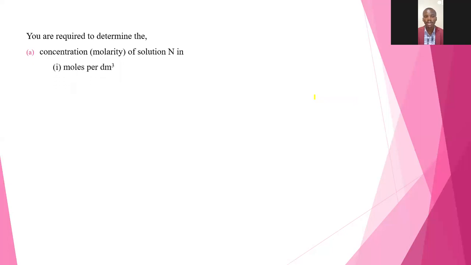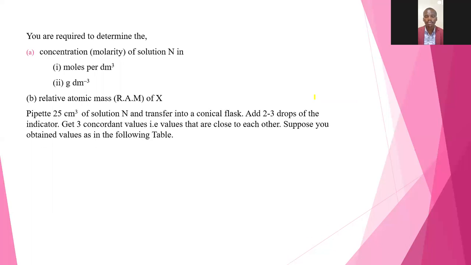So I want you to write that example down, because there are some values or information that we will extract from it, so that you try doing it as we proceed. You are required, one, to determine the concentration or the molarity of N in moles per dm cubed or grams per dm cubed. Then you are also required to determine the relative atomic mass, that is RAM, of X.